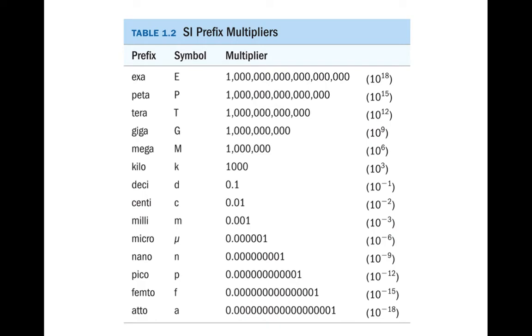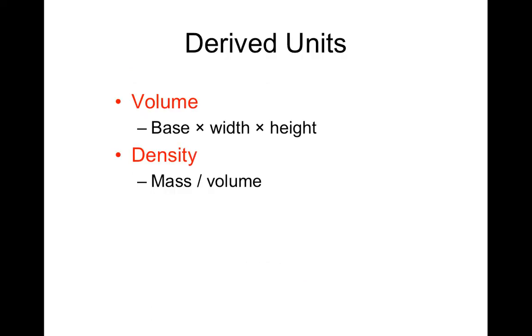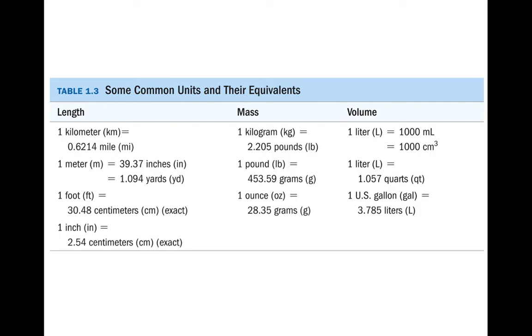Okay, so next we have some derived units. That is, units that are not standard units. And the derived units are volume. And volume is base times width times height, right, of a regular, rectangular object. And density is mass divided by volume. Okay? So some common units and their equivalents.